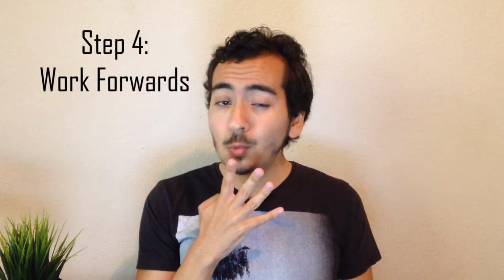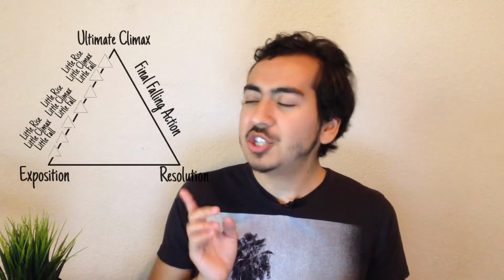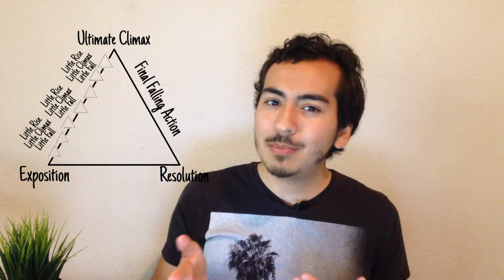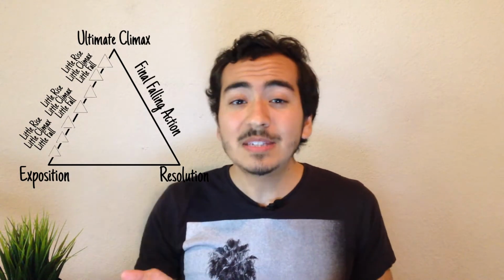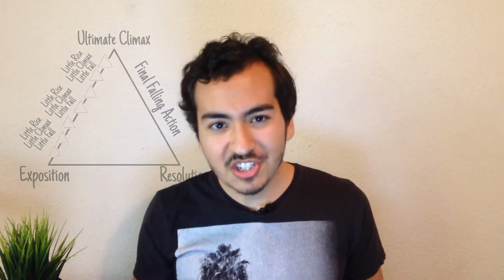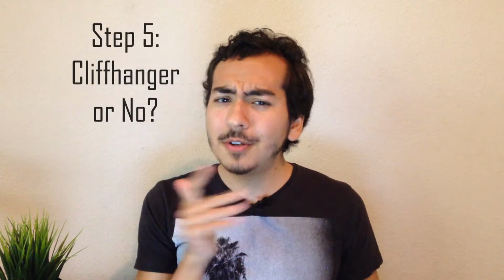Step 4, work forwards. Now that you've worked backwards from the climax, you need to work forwards from the climax. Remember that triangle inception diagram from my How to Write a Plotline video? Well, this is basically the final falling action. This is where you'll explore the emotional ramifications and final feelings of your characters that occur right after that final climax.